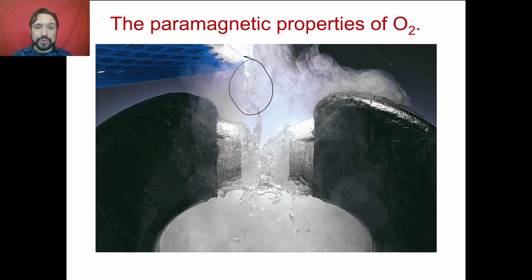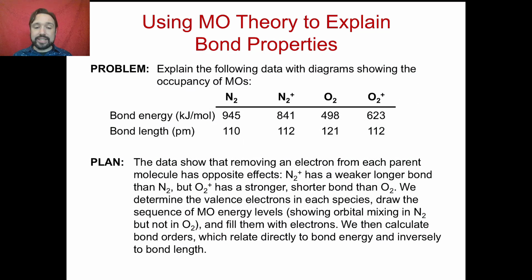Which is really kind of cool that oxygen, this thing that we breathe, that we certainly don't think of as being magnetic, is in fact paramagnetic. Kind of a neat trick. So here's an example of something we can do with MO theory now, right?